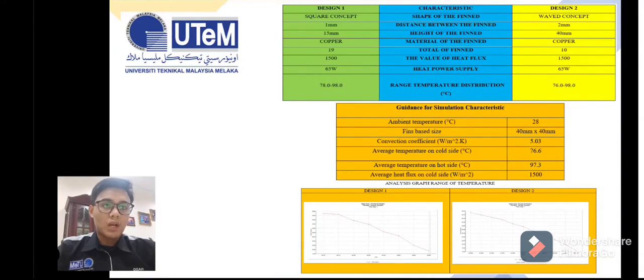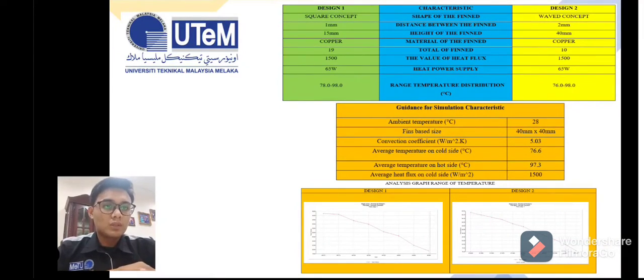And for the height of the fin, we design 50 millimeter for design 1, and 40 millimeter for design 2. So you can see the height of design 1 is higher than design 2. The material of the fin, we use copper, because both have the same thermal conductivity.